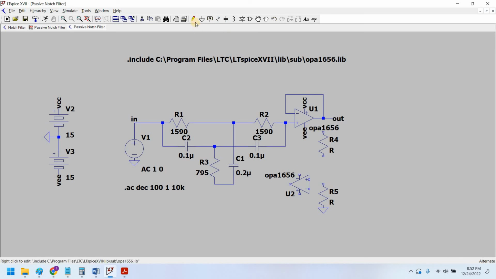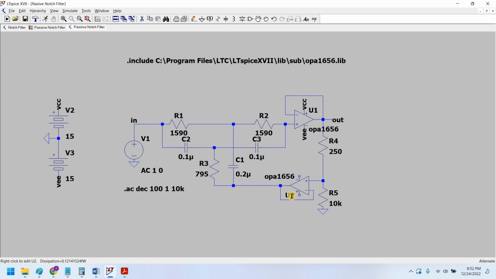Place ground here. These are the voltage divider resistors which we calculated previously: 10K, 250R. Connect to the output, and this is fed back into the input circuitry. This is the main filter circuit, and this negative pin is basically the non-inverting buffer amplifier configuration, which you can say. Now place the VCC, VEE.